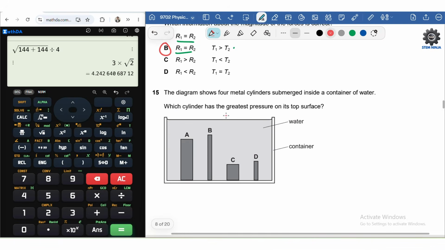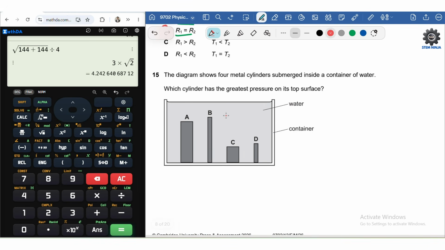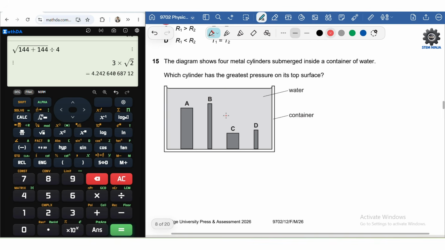Right. The diagram shows 4 metal cylinders submerged inside a container of water. Which cylinder has the greatest pressure on its top surface? Greatest pressure on its top surface. So how do we measure the pressure? It is rho gh, right? And basically h is the depth, the distance from the surface. So the greatest depth would have the greatest pressure. The greatest depth is occurring on C.